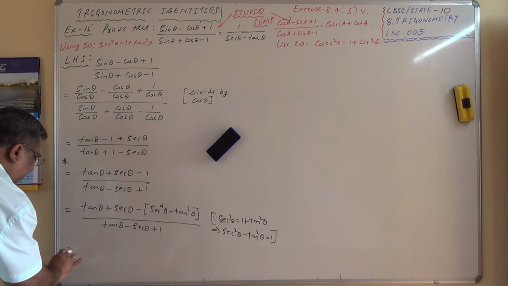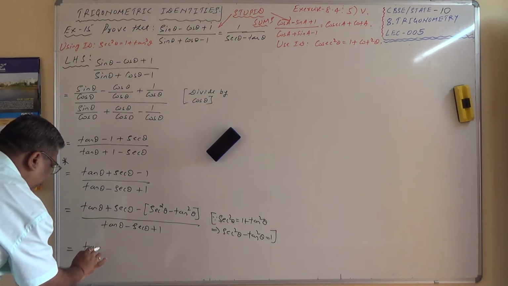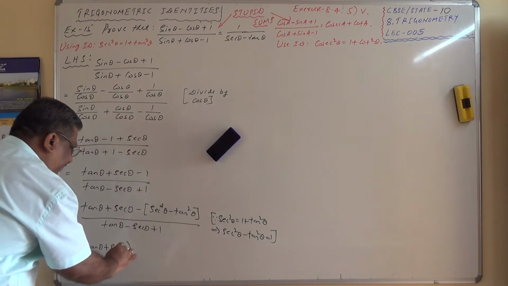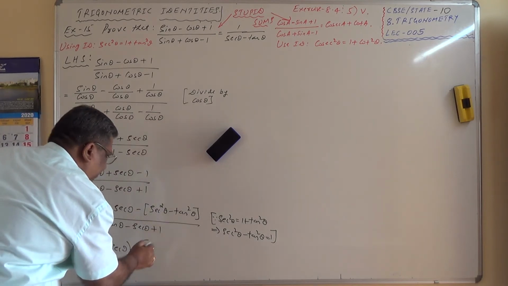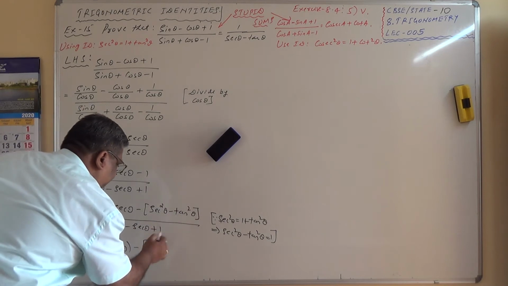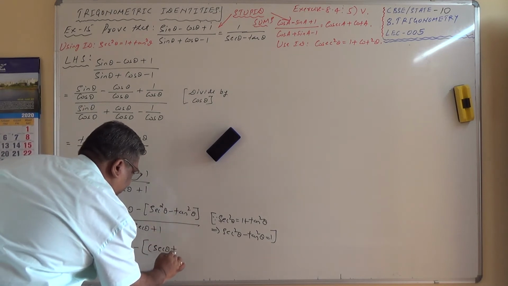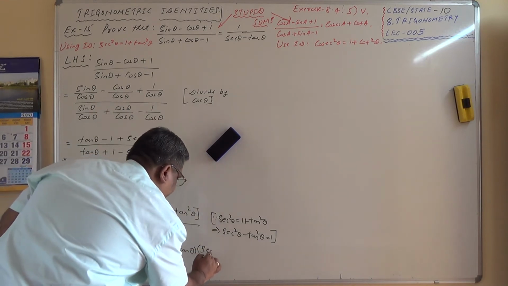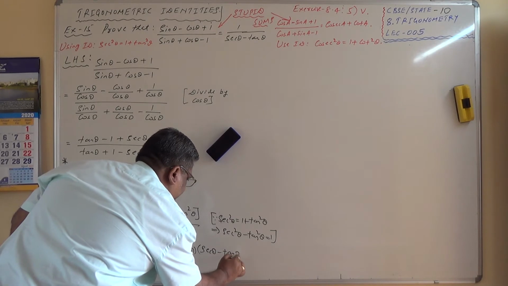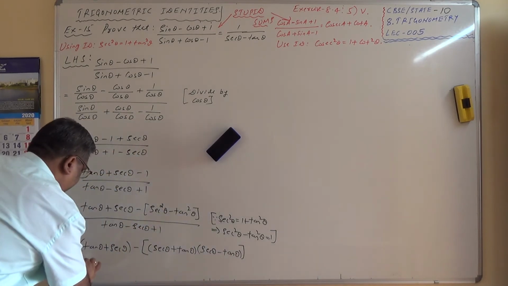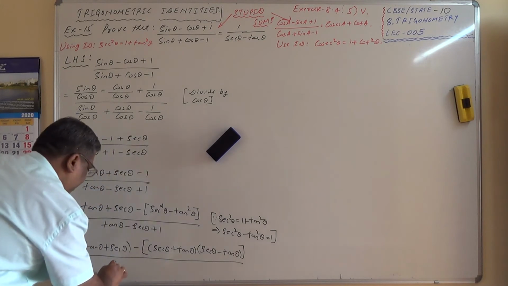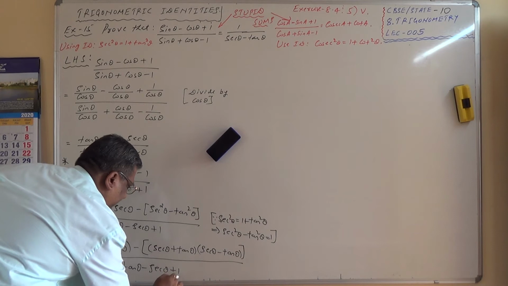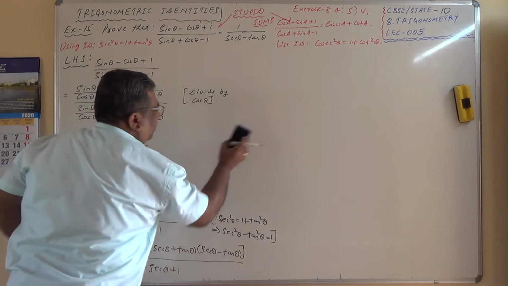So this can be written as tan theta plus sec theta, minus into bracket, a square minus b square, which is a plus b into a minus b, sec theta plus tan theta into sec theta minus tan theta. The whole divided by tan theta minus sec theta plus 1. So let's see now how to solve.